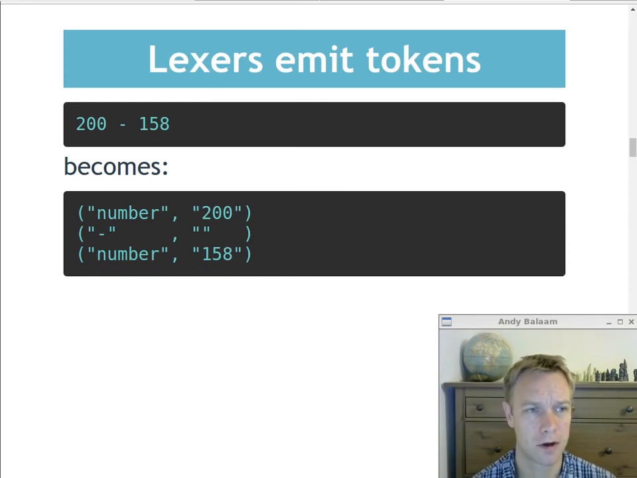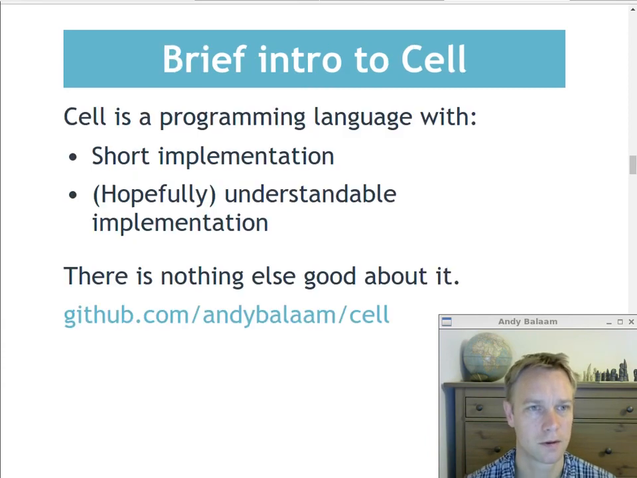There's some source code at the top, which is just 200 minus 158. And we break that up into tokens. The type of the first token is number, and its content is 200. Then we have a minus sign, and the type of the second token is number, its content is 158.